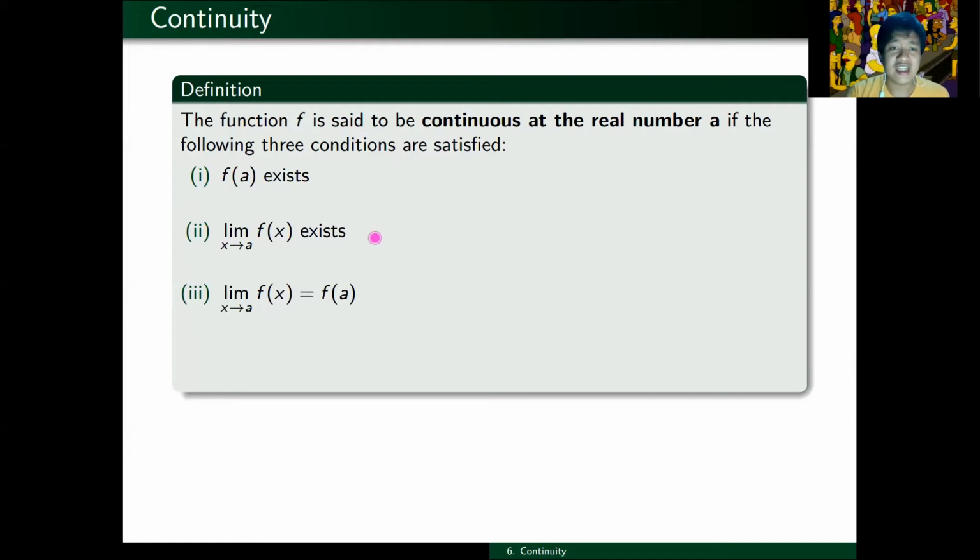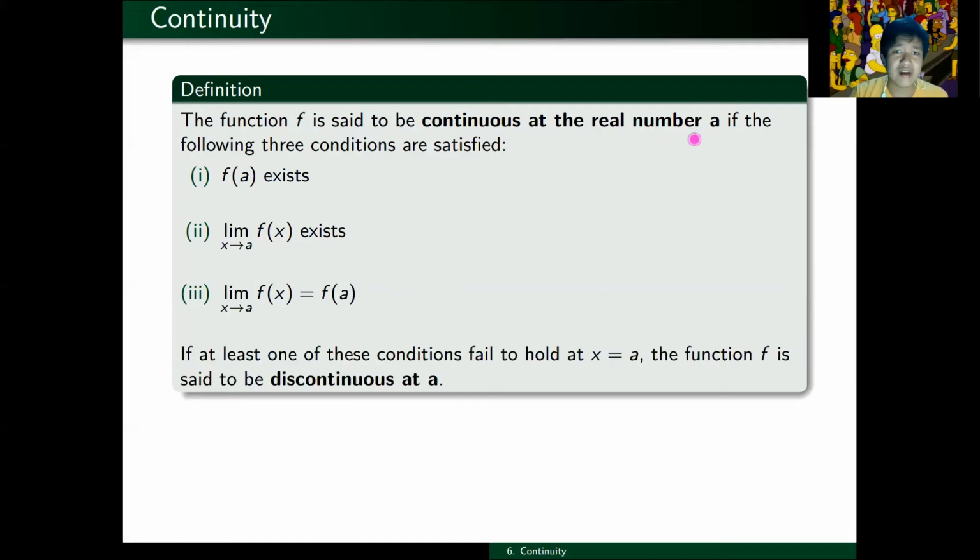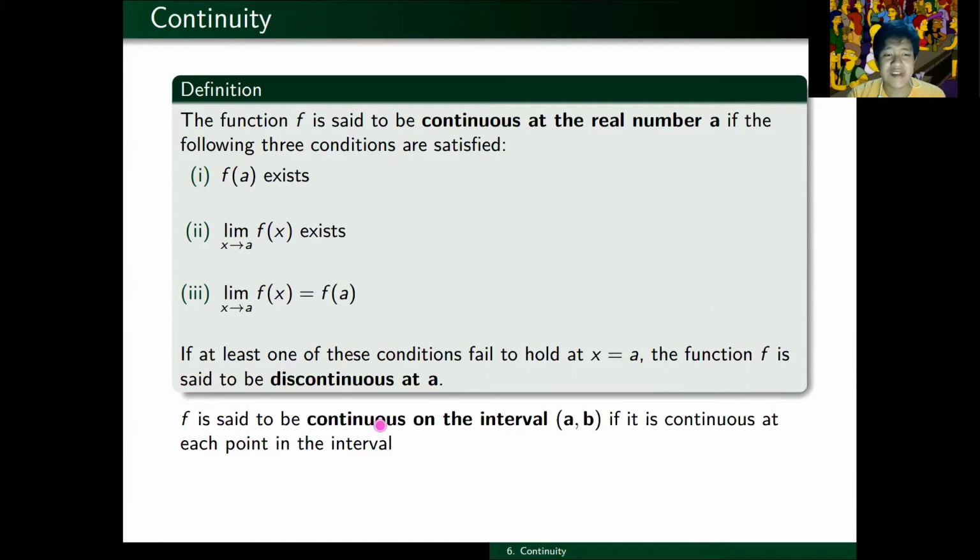So you have three necessary conditions para maging continuous at x equals a. So kahit isa lang dyan ang mag-fail, then you can already say that f is discontinuous at a kahit isa lang sa tatlo na yan. And then we say that f is continuous on the interval ab kapag po siya ay continuous sa bawat number sa interval na yan.